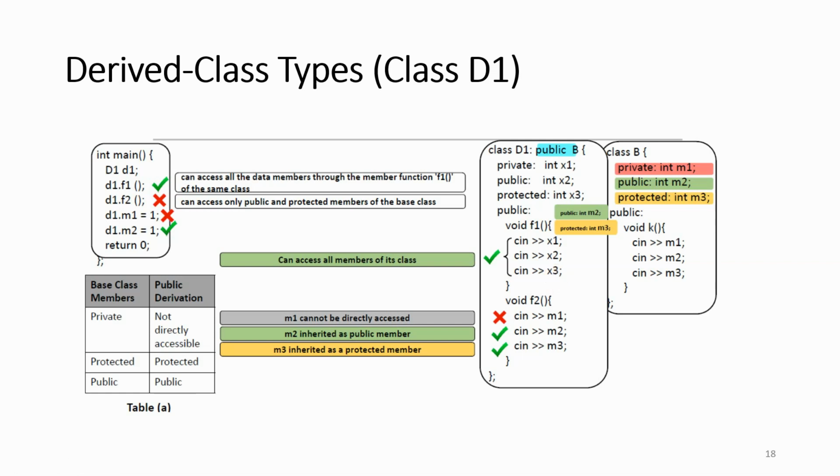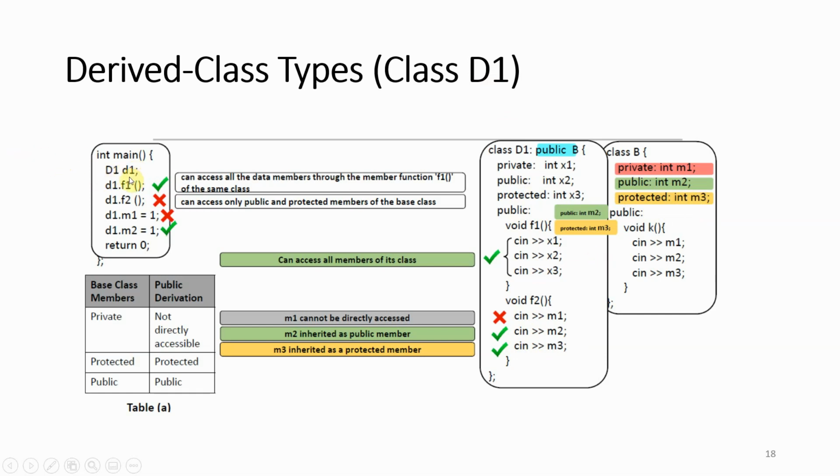Okay, so this member function has access to x1, x2, x3, right? But F2 doesn't have access to M1. Why? Because this is private, right? Private is always private, no matter what the inheritance mode is. This is going to be private, so we don't have access to M1. Although we have access to M2 and M3 because M2 is public and M3 is protected. It means that the child classes can have access to the protected members.